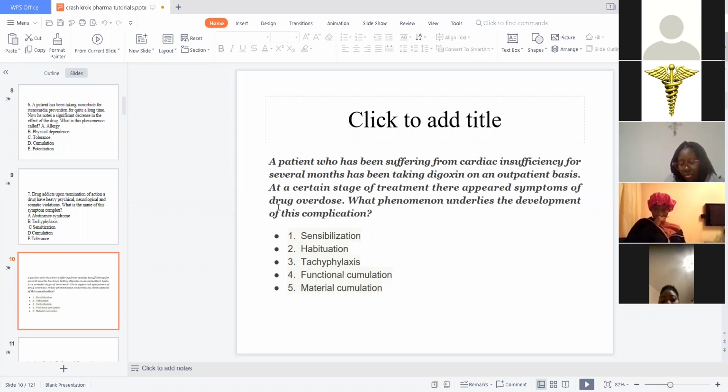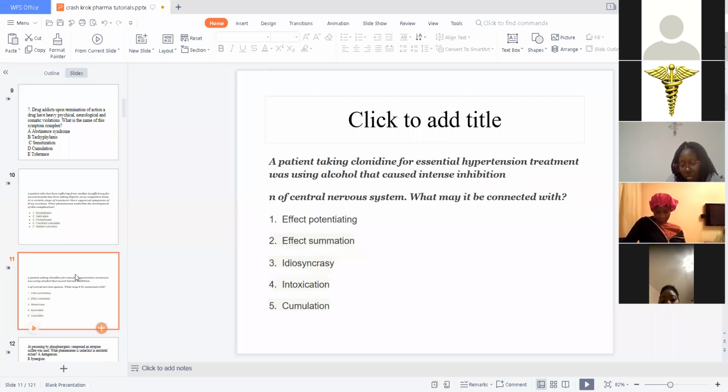Why for drugs like alcohol? Even after you've eliminated the alcohol from your system, you can still get symptoms of overdose. So that's the difference between functional and material. If it was alcohol that we're talking about here, it might be functional accumulation, but for this question, the answer is material accumulation.